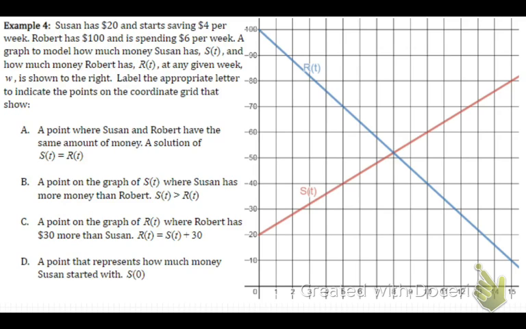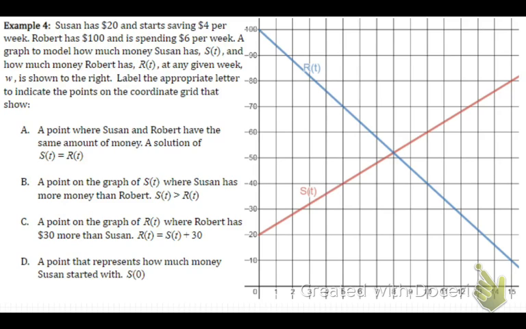So if she's saving money, is she earning or losing? She's earning, okay? Robert has $100 and is spending $6 per week. So if he's spending, is he gaining or losing? He's losing money. So graph to model how much money Susan has and how much money Robert has at any given week. W is shown at the right.